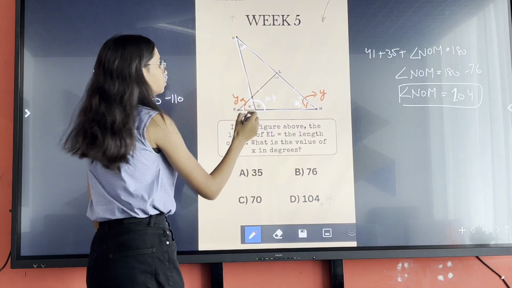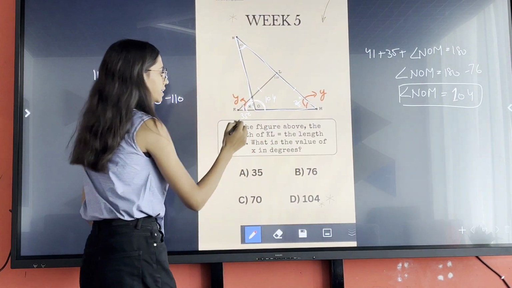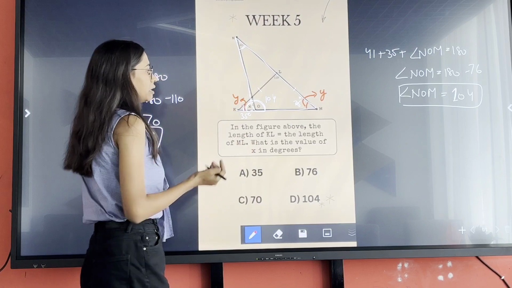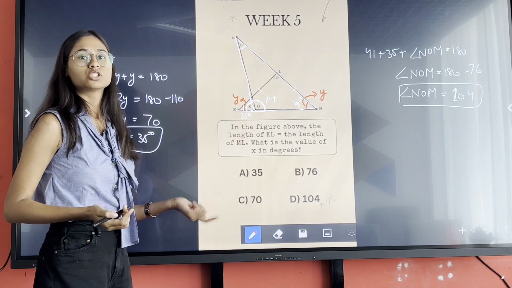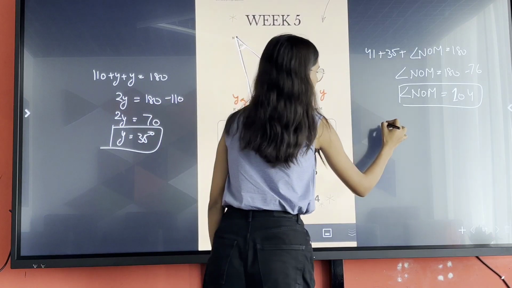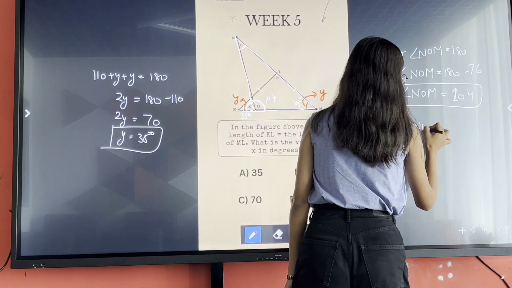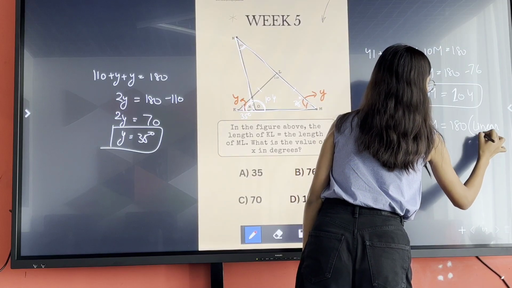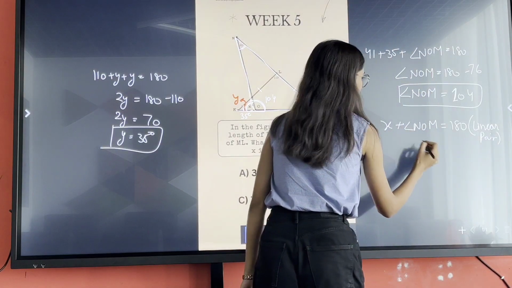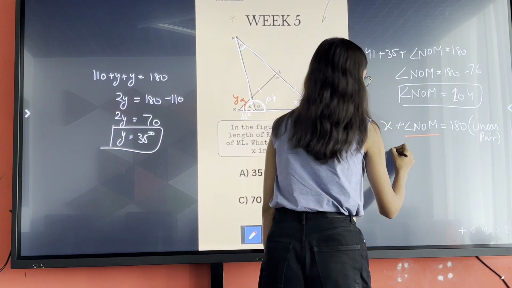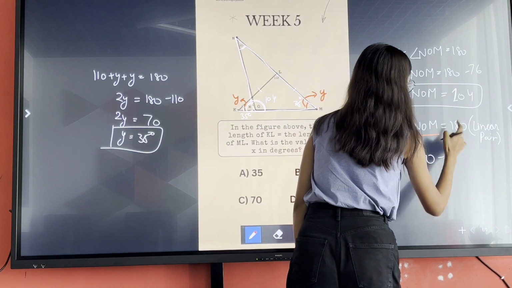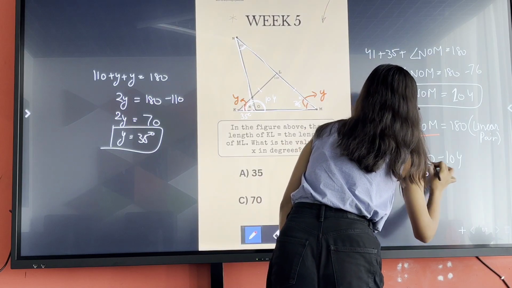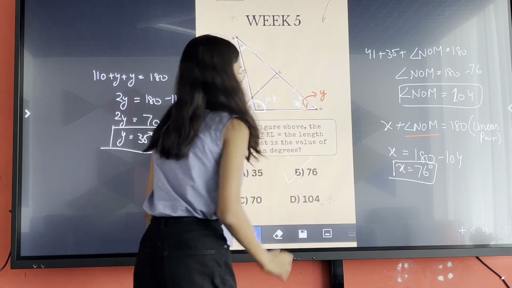What do I need to find? I need to find this x. Now I can see that this angle x and this angle NOM are making a linear pair. Linear pair means that the sum of these two angles will be equal to 180 again. So I can write x plus angle NOM equals 180, as they are making a linear pair. From here I already know angle NOM, so I can find x, which is 180 minus 104. And x comes out to be 76 degrees. So option B is the correct answer.